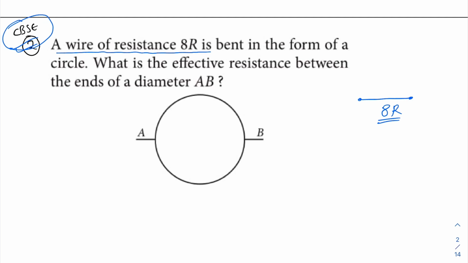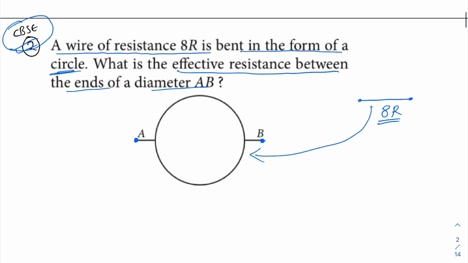Now it is bent in the form of a circle. Now this resistance is bent in this form. Okay, circle. What will be the effective resistance between the ends of the diameter AB? Means we need to find the effective resistance between this point A and B. Okay, now it is a very interesting question. Okay, this is 8R. 8R is the total resistance.